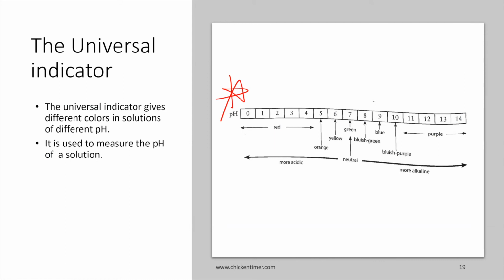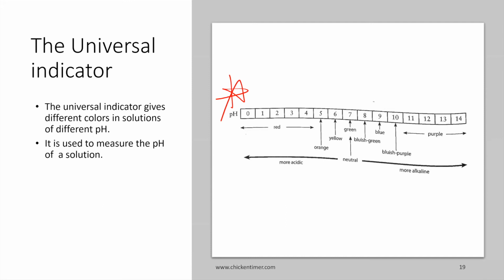So it will be red at 0 to 4, then it becomes orange at 5, yellow at 6, green at 7, then bluish green at 8, blue at 9, bluish purple at 10, and then purple at the other end. So indigo is a shade of purple. So this is the one that changes color all the time. It will be red when it's a strong acid. Then you'll get indigo, violet, whatever you call it, purple, any shade of purple, when it's alkaline. Then it will be green when it's neutral.